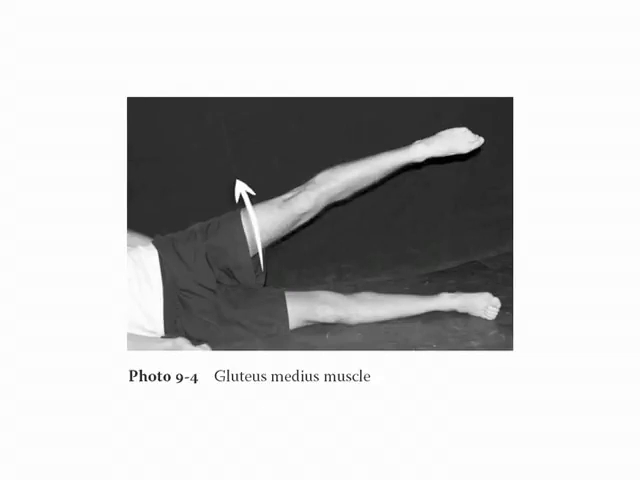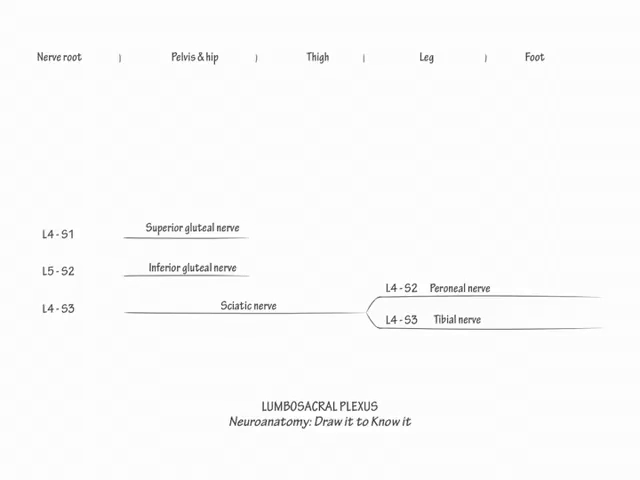The gluteus medius inserts at the upper pelvis and gluteus maximus inserts below it, making it easy to remember that the nerve roots which innervate gluteus medius are higher than those that innervate gluteus maximus.